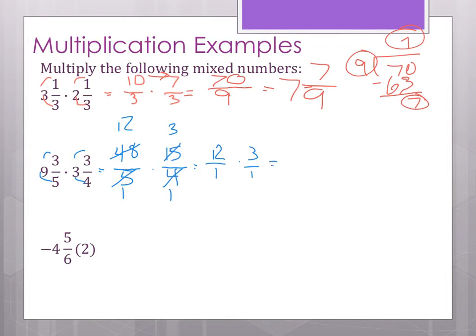I multiply across the top. 12 times 3 is 36, and then the bottom, 1 times 1 is 1, and then 36 divided by 1 is just going to give us the whole number 36. So that's our answer for the second problem.